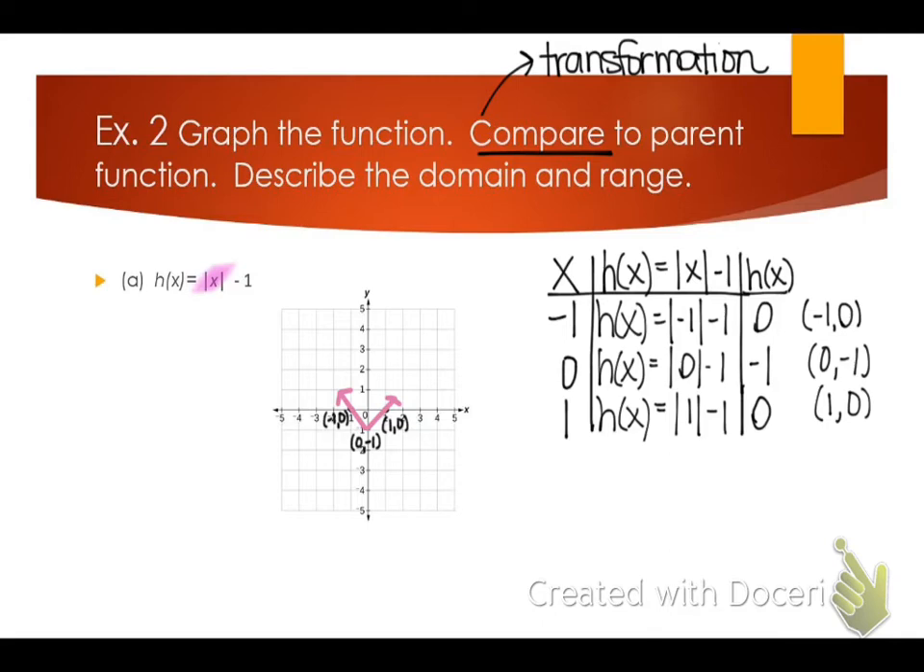Read the problem. h of x equals the absolute value of x minus 1. So which transformation deals with subtracting and adding numbers? Because that's what they've done. They have subtracted 1 from our parent function. So which transformation should we be looking at on our cheat sheets? This is a translation. So let's go ahead and write down translation. We don't know which translation yet, but we will in just a minute.